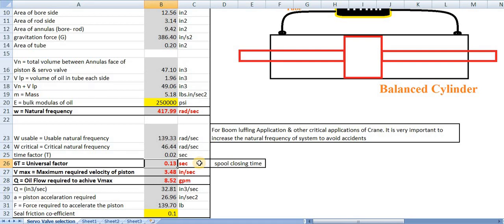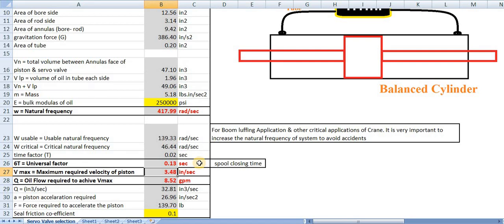For the theory of this calculation, I'll upload a PDF of the theory calculation, some pages, so you can read it and easily understand these factors and what each parameter says. Okay, so let's move ahead and get the value of V maximum. V maximum is the maximum velocity of the piston required. This is the velocity of the piston that we need to consider for any other calculations.